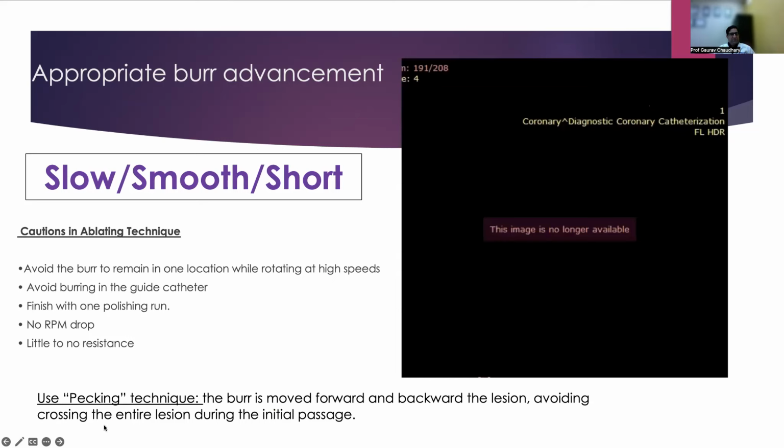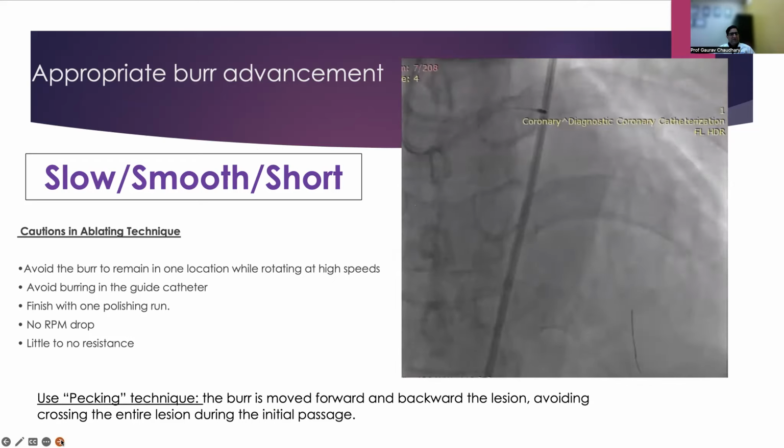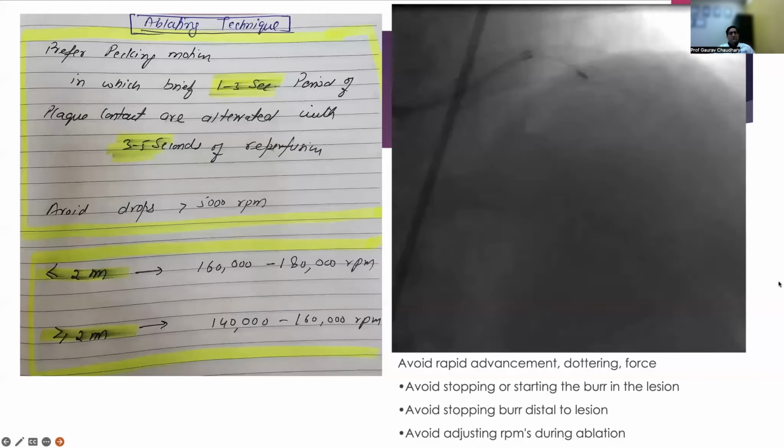And we should finish with the polishing run, and there should be no significant drop in the RPM, not more than a 5,000 drop for more than 5 seconds. So the burring should be of short duration, usually less than 20 seconds, and we should give a brief period of rest, just for the perfusion to settle. We should stop after burring for 3 to 5 seconds. After this pecking motion, we should rest the burr for 3 to 5 seconds to provide reperfusion. And drops of more than 5,000 should be avoided.